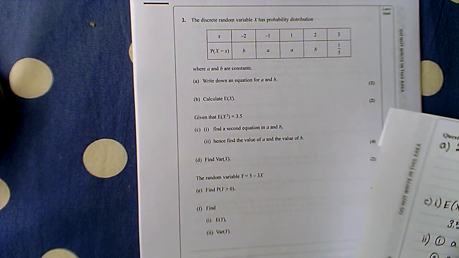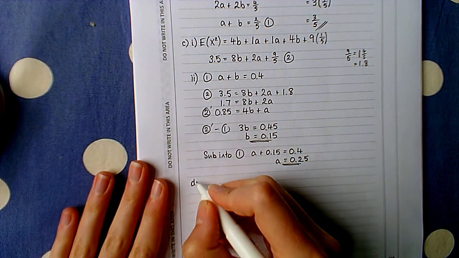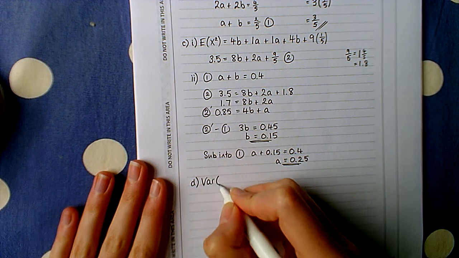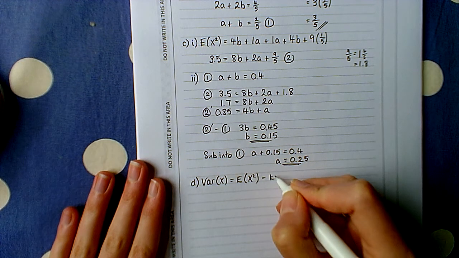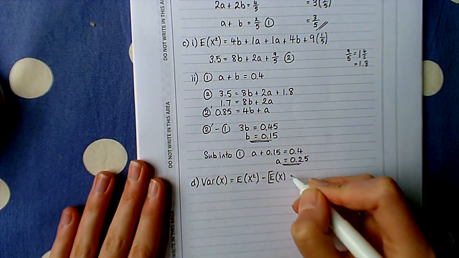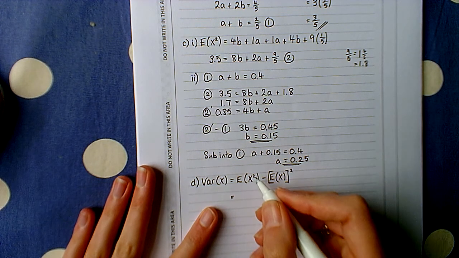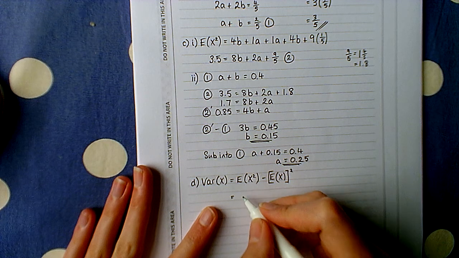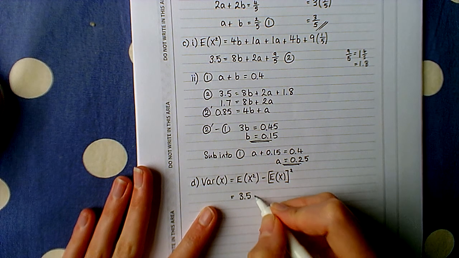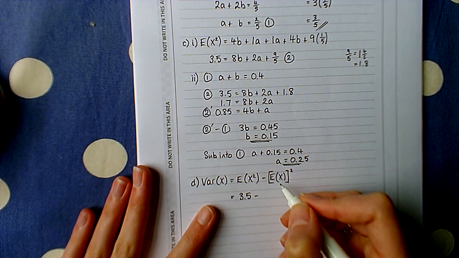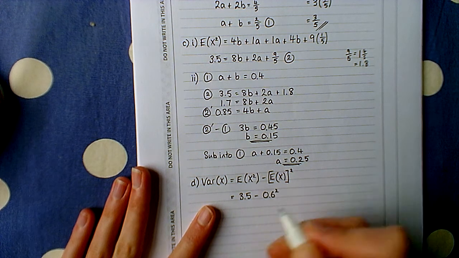So next up, part D asks us to find the variance of x. So to work out the variance of x, we need the expected value of x squared and to subtract the expected value of x all squared. And we know both those things because the expected value of x squared was told to us in part C, 3.5. And the expected value of x we worked out in part B was 0.6, which needs to be squared.